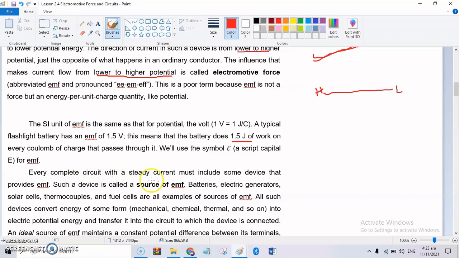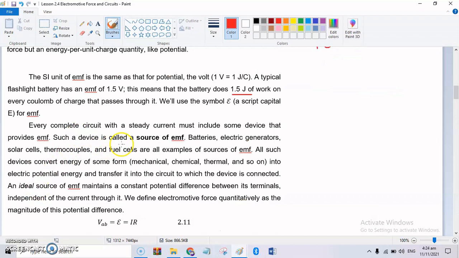Every complete circuit with a steady current must include some device that provides EMF. Such a device is called a source of EMF. Batteries, electric generators, solar cells, thermocouples, and fuel cells are all examples. All such devices convert energy, in some form mechanical, chemical, thermal, and so on, into electric potential energy and transfer it into the circuit to which the device is connected. An ideal source of EMF maintains a constant potential difference between its terminals, independent of the current though.